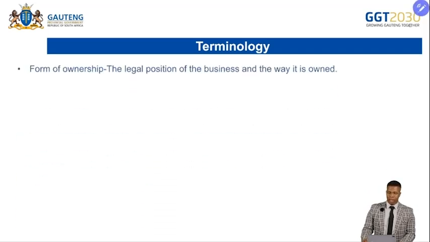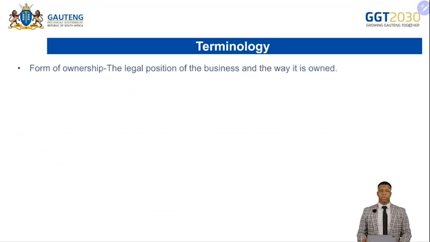Now, terminology that is important for today's lesson. Remember, today's lesson is based on forms of ownership. So one critical part is to understand what we mean by the term form of ownership. Form of ownership refers to the legal position of the business and the way it is owned. So we're talking about how companies, a sole trader, a partnership, a closed corporation, a non-profit company, and a corporation are owned, and who the owners are.